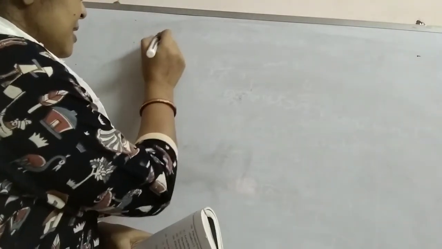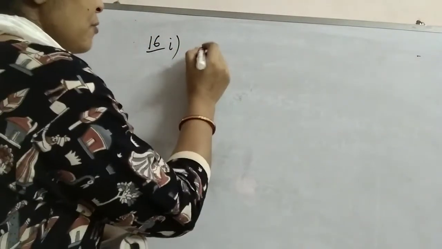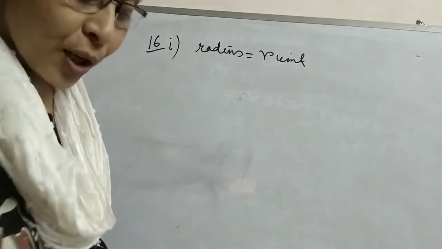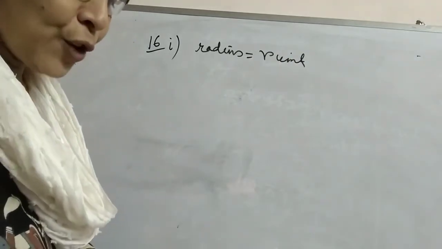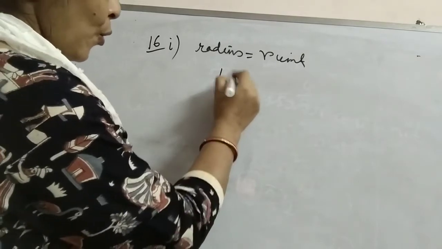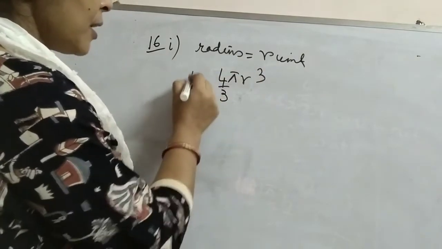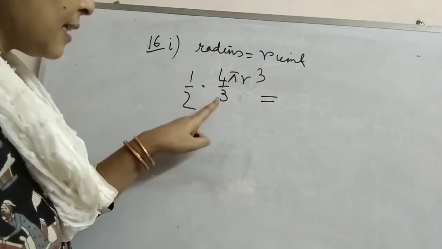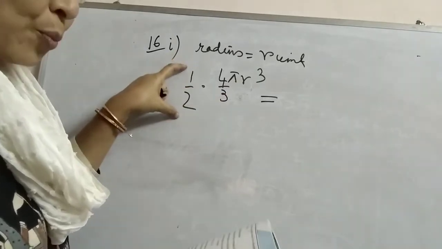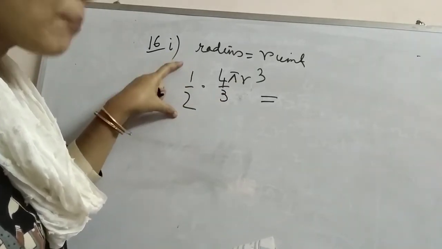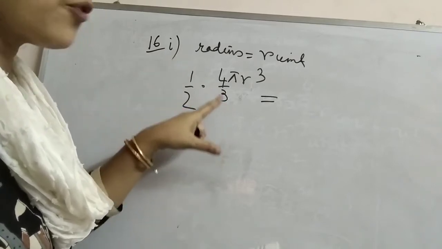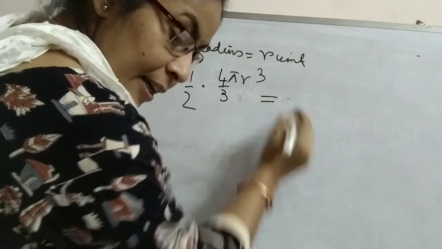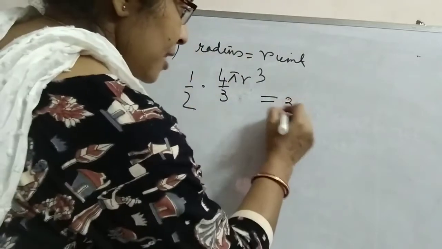If the radius is r unit, so I get the volume of the solid hemisphere is 4 by 3 pi r cube into half. Volume of the solid hemisphere equals half into the volume of the sphere, and the whole surface area is 3 pi r square.